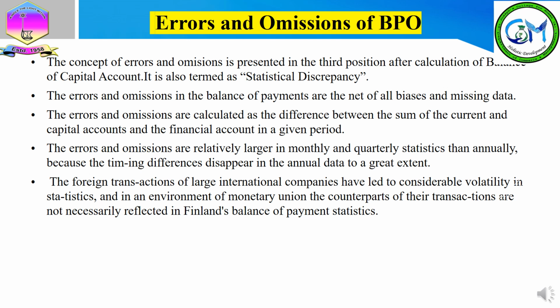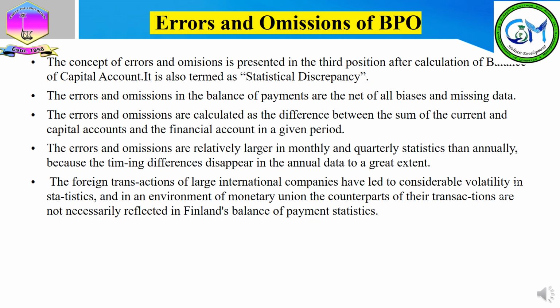So what are the errors and omissions of the BOP? Some kind of errors will occur in the balance of payments. This is the third position after calculating the balance of payments of the capital account. It is termed as statistical discrepancy. Errors and omissions in the balance of payments are the net of all the biases and the missing data.